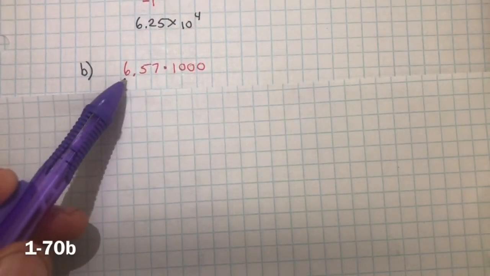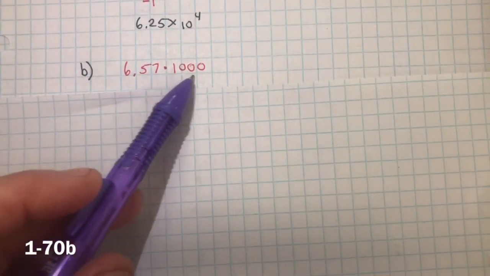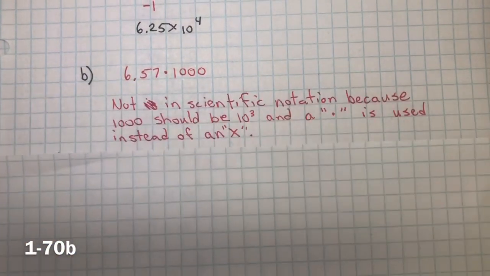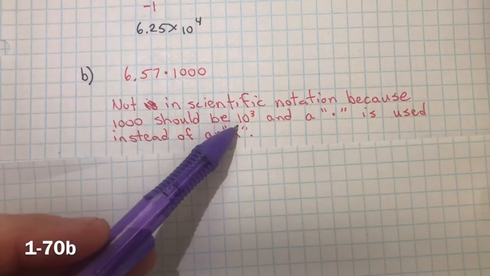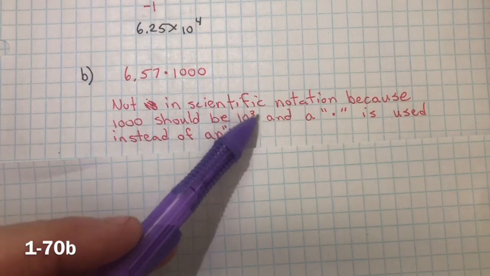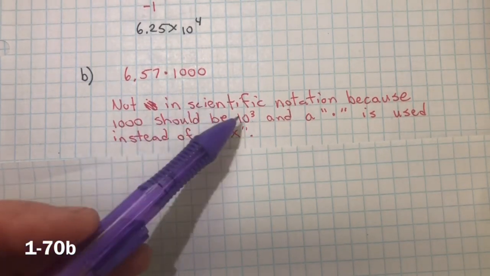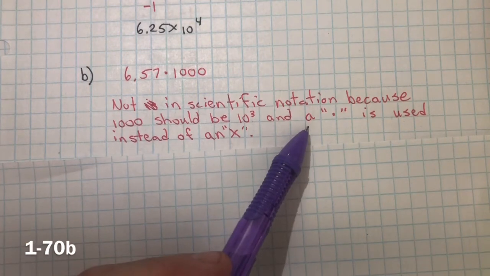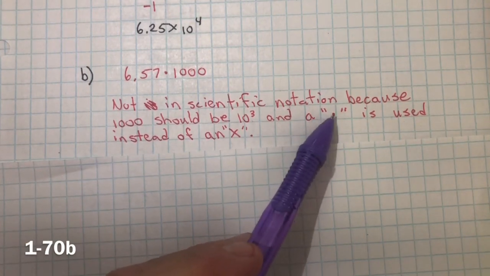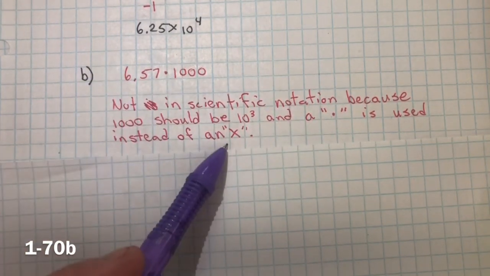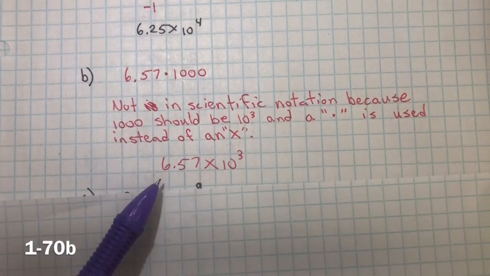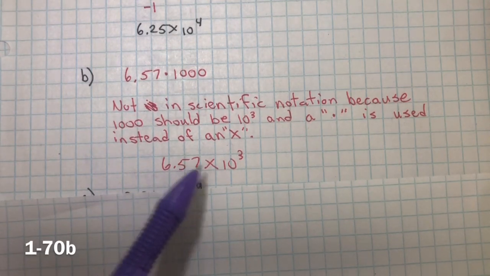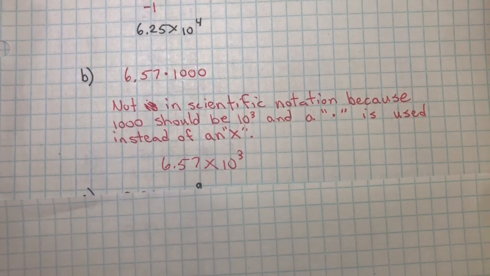Problem B, 6 and 57 hundredths multiplied by 1,000. Well, this is not in scientific notation because 1,000 should be 10 to the third power. It needs to be written as an exponent with a base of 10. And a dot for multiplication is used instead of an X, a multiplication sign. So the proper way of writing this is 6 and 57 hundredths multiplied by 10 to the third power.